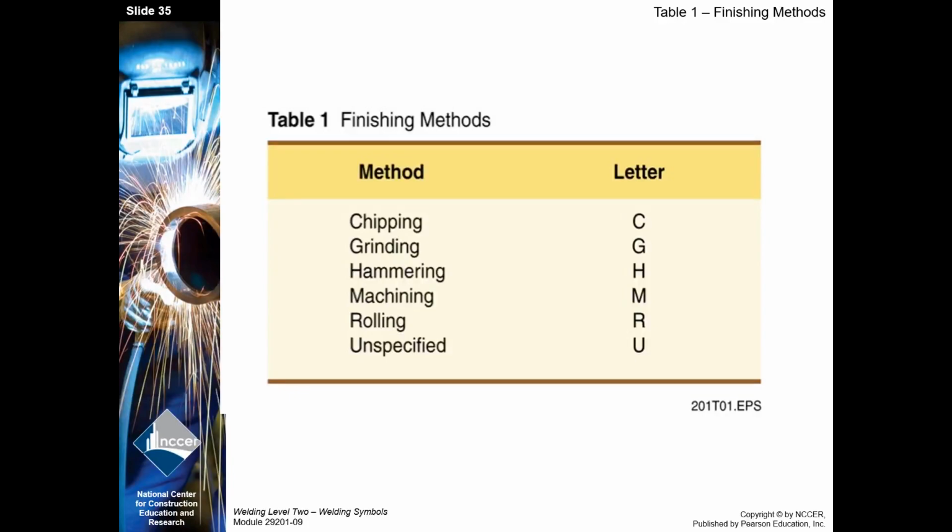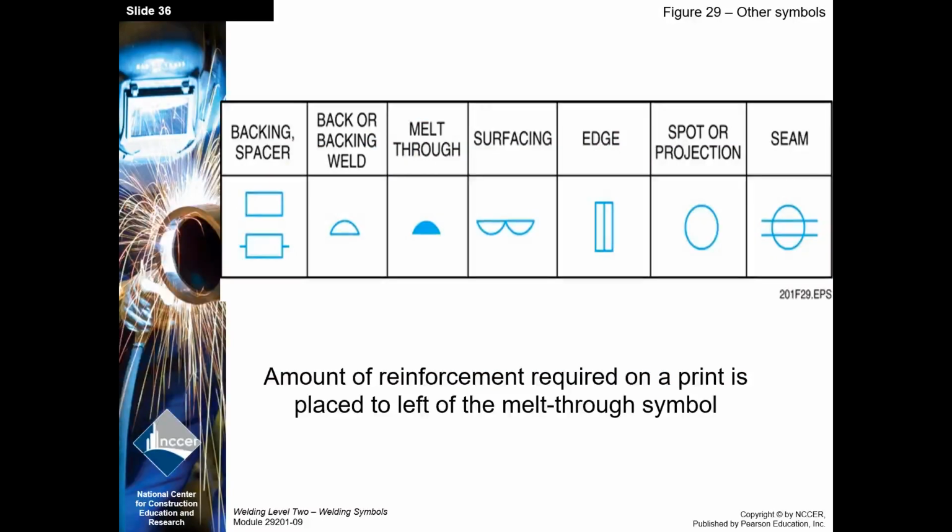All right, here we have the types of finish, and they're just letters for abbreviations here. C for chipping, G for grinding, H for hammering, M for machining, R for rolling, and U for unspecified. All this was in your symbols packet. We've just breezed through a lot of these other weld symbols.